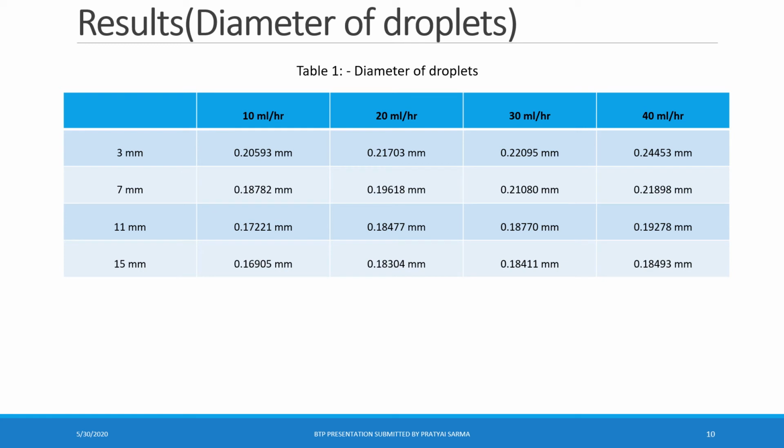We then proceeded to calculate the diameter of the droplets to verify our previous observations. For this, we made use of the MATLAB image processing toolbox. To find the diameter, we first needed to detect the edge of the droplet. This was done using the Canny method, and thereafter we found the diameter by using the formula D equals 4A by P, where A is the area of the droplet and P is the perimeter of the droplet. As seen here, the diameter is found to increase with the increase in the flow rate and decrease with increase in the electrode separation, which matches with our previous observations.